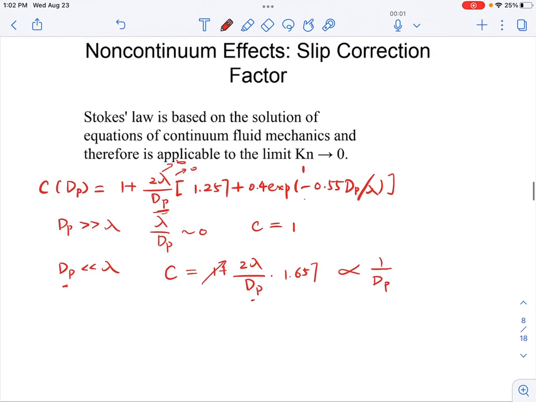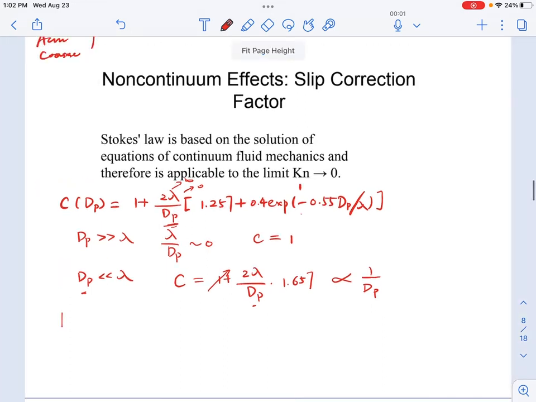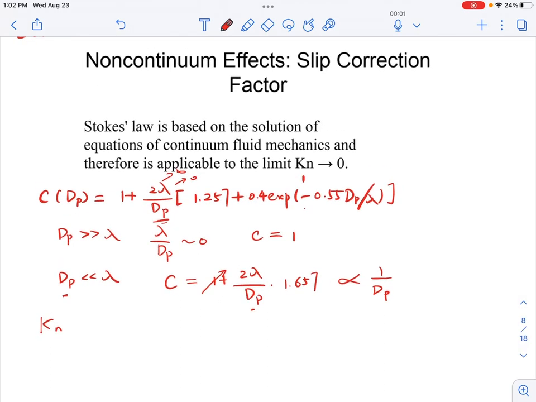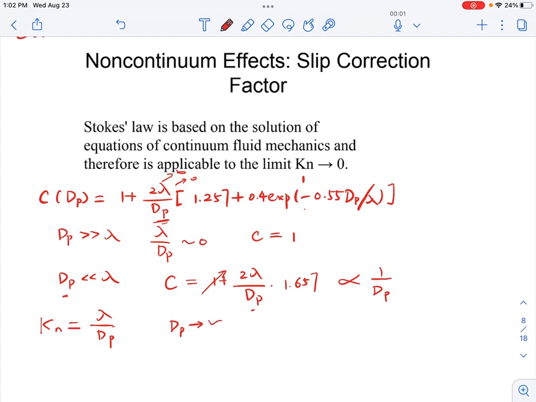So you have this relationship here, and you can see that the Cunningham slip correction factor is a function of the ratio between the mean free path and the particle diameter. Further, people define this number, the Knudsen number, which is lambda divided by dp. If dp goes to infinity, the Knudsen number goes to 0. If dp goes to 0, the Knudsen number is proportional to 1 over dp, so the Knudsen number goes to infinity.